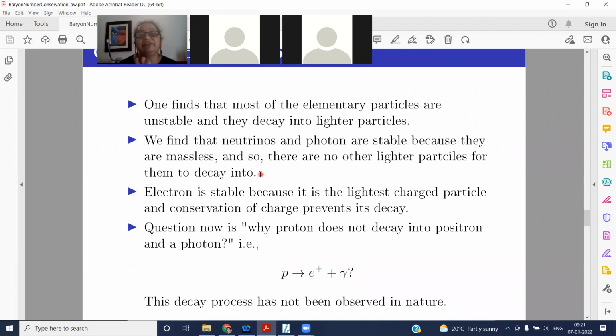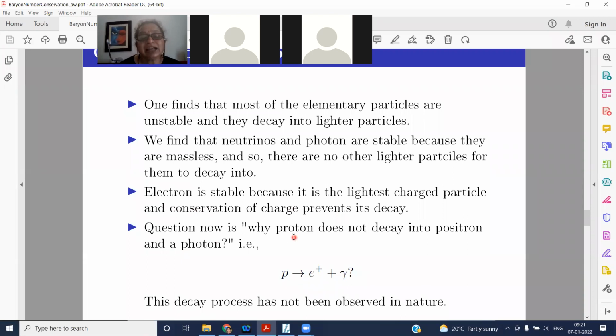If you have any question, please ask me. Otherwise, I will just continue. The electron is stable because it is the lightest charged particle, and conservation of charge prevents its decay. That is, the electron would have to decay into some other lighter charged particle. There is no charged particle lighter than the electron, so it cannot decay.